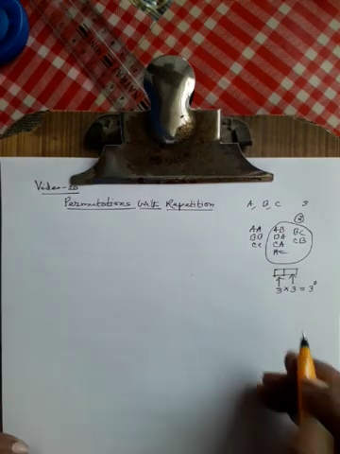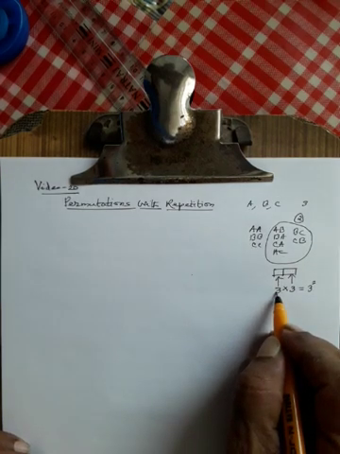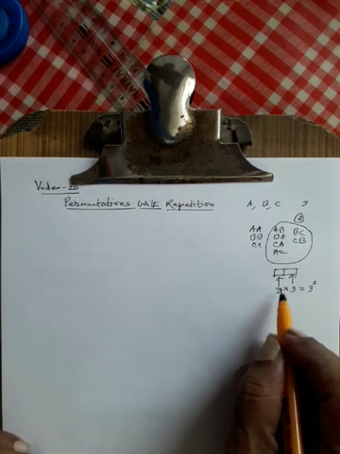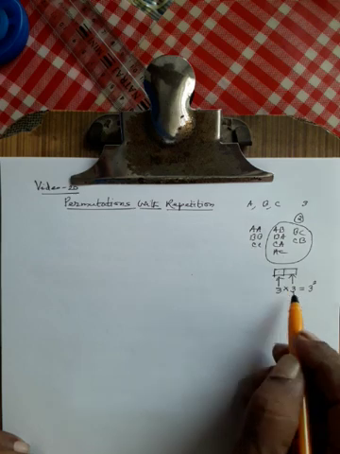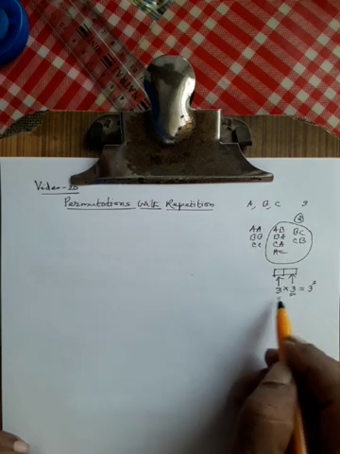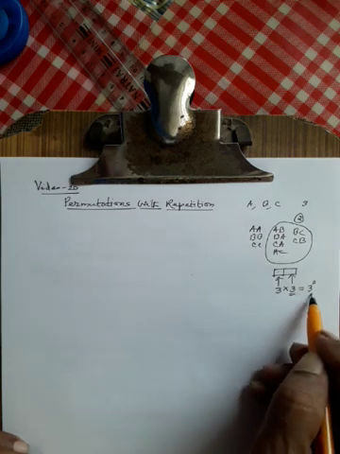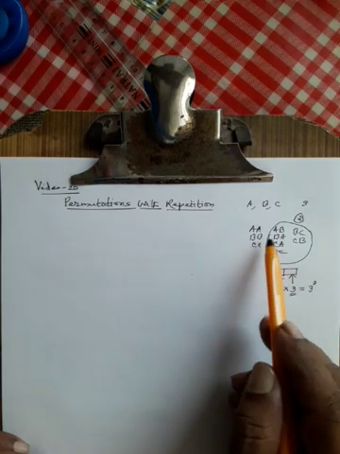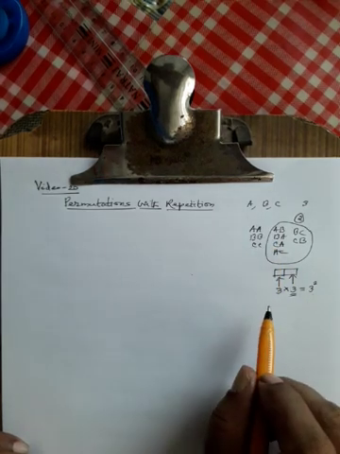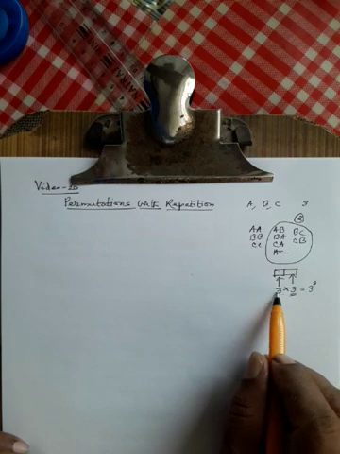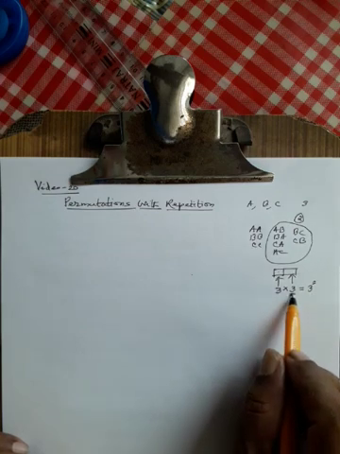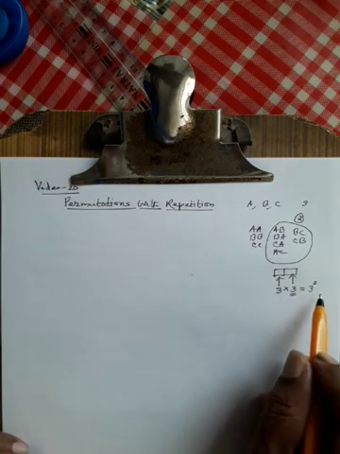Previously, without repetition, the first place can be filled in 3 ways. After filling one of the 3 ways, one object will go there, so here you will be getting only 2. 3 into 2 equal to 6 is the answer for permutation without repetition. With repetition allowed, 3 again, because the same letter can come in the second place, so 3 power 2.